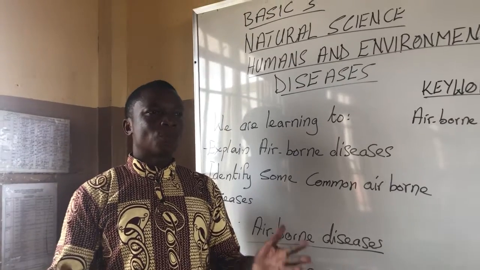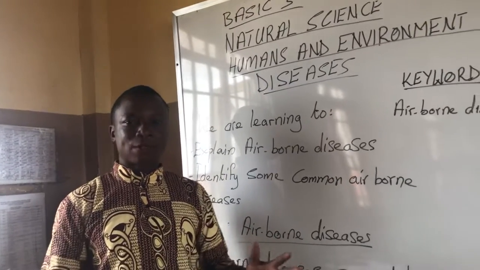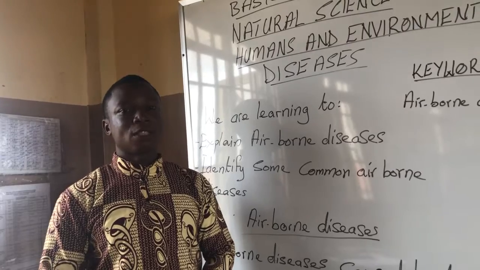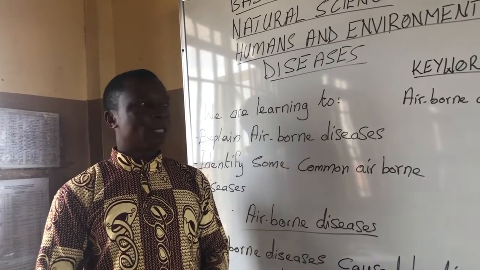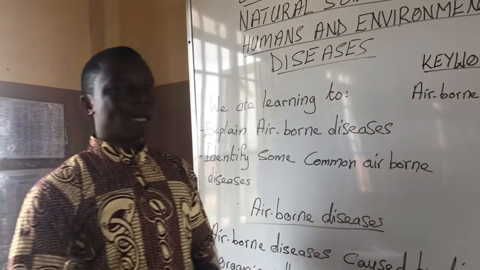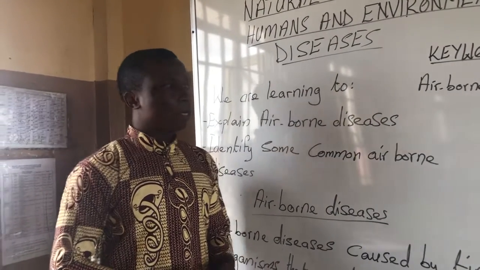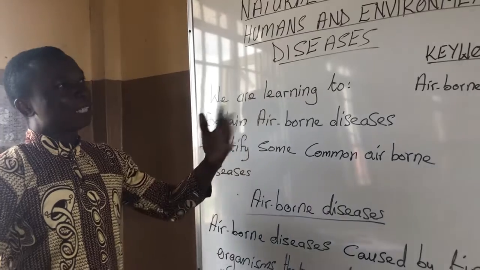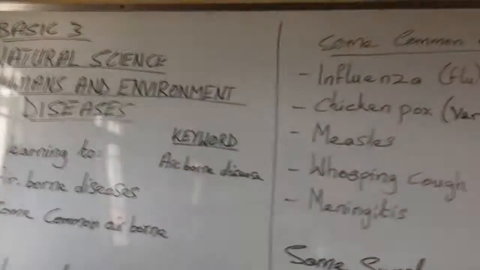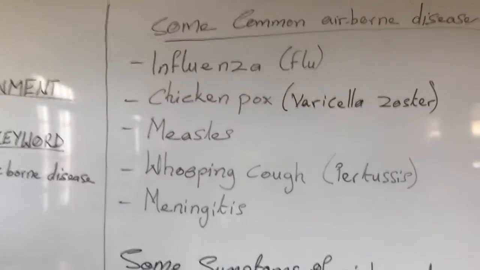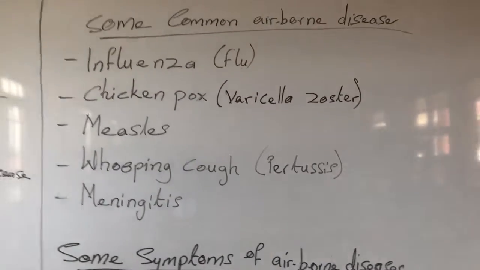Let's look at this example, this current pandemic, COVID-19. You realize it puts a stop to almost every activity in the whole world. So it's a typical example of what? Airborne disease. Do you get it? Let's quickly look at some common airborne diseases after COVID-19. Which other ones do we have?